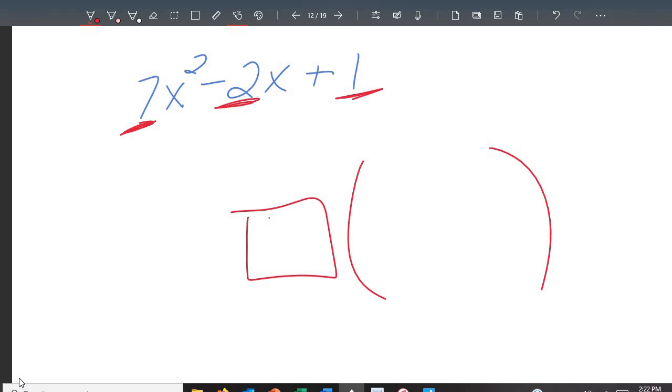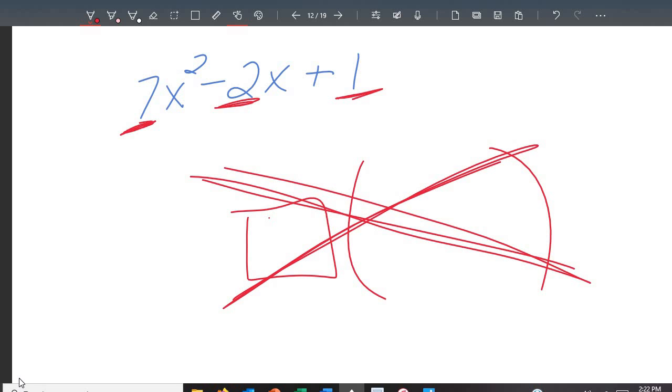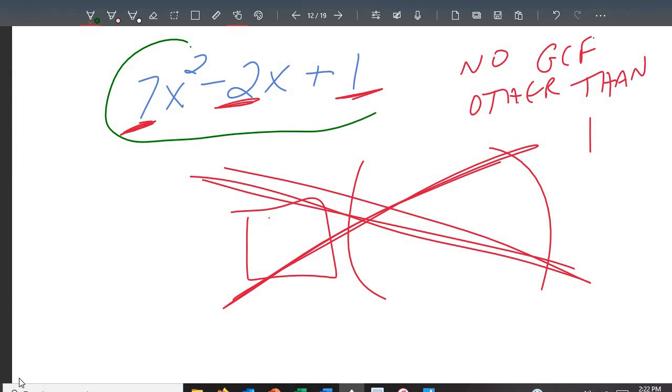So in this situation, I can't really factor anything. So what you would say is it has no GCF other than 1, which means I can't factor anything out of it. I'll talk more about this later on in the next section, but for right now, you can't factor anything. You would leave it alone. So if you were looking for the final answer, you would say something like, cannot be factored.